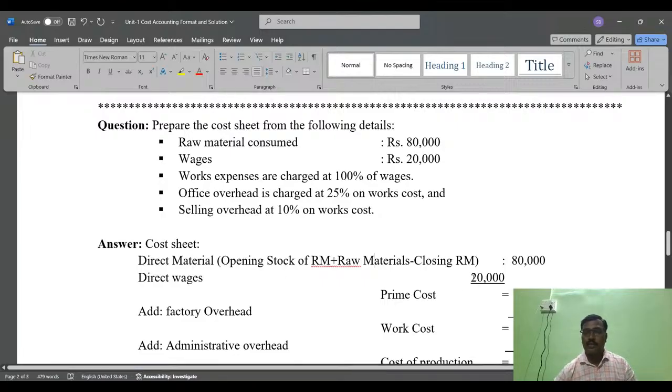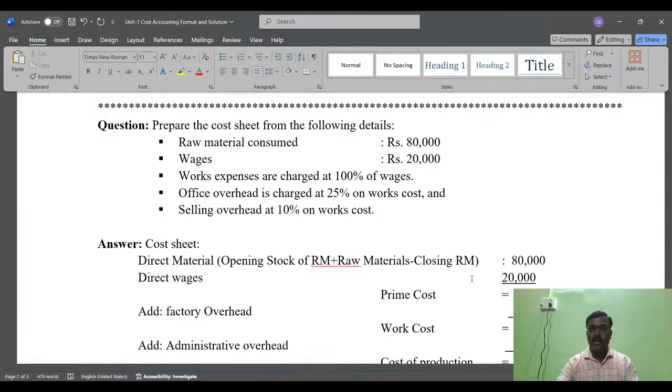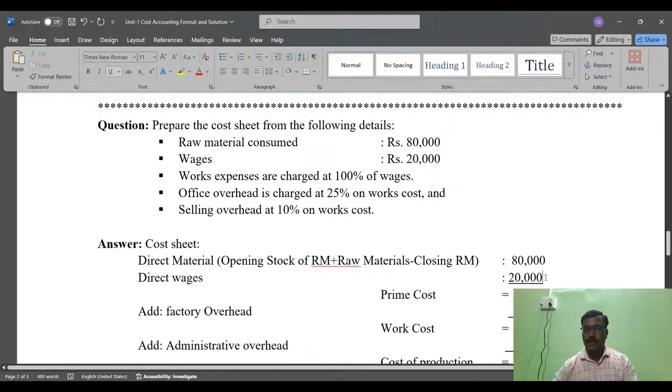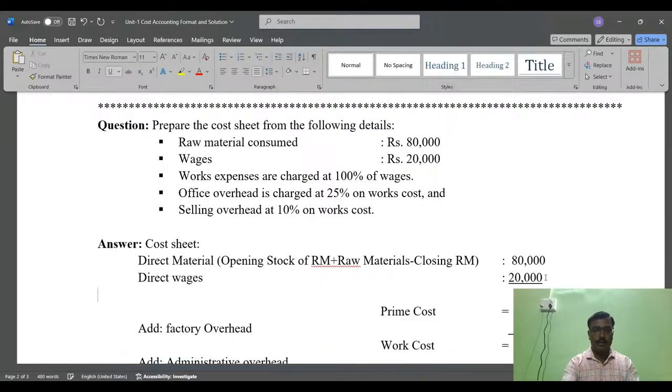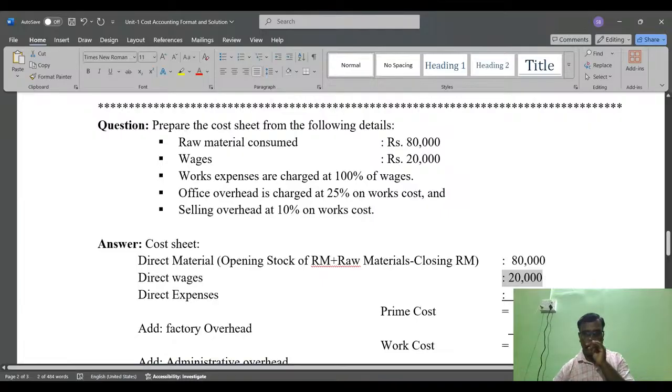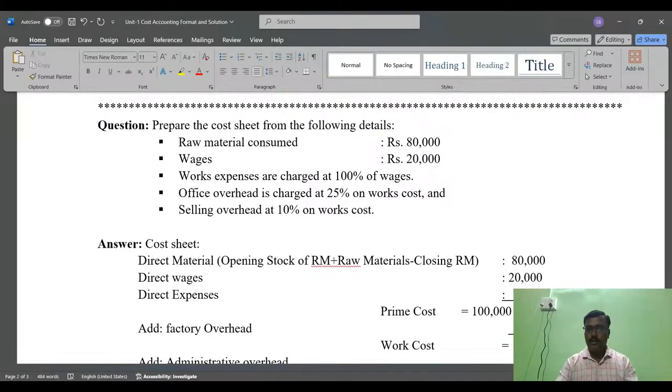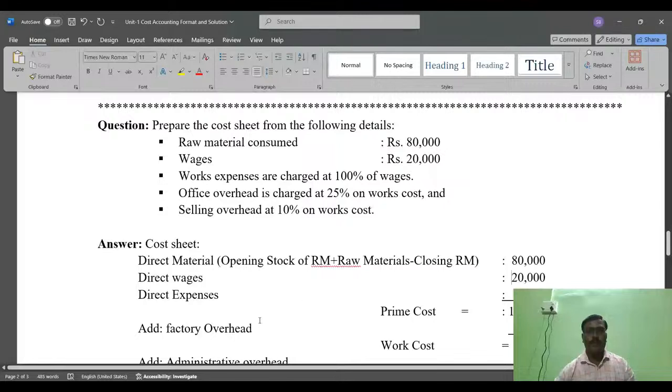The second item is direct wages. That means direct labor. Here they have given 20,000. The next item is direct expenses. Did they give anything? No, they haven't given. So nil. The amount of prime cost is here rupees 1 lakh. Now we could understand the prime cost.